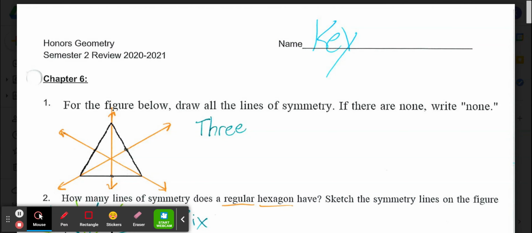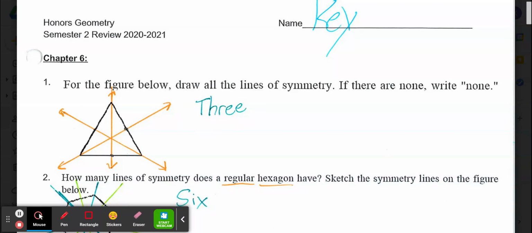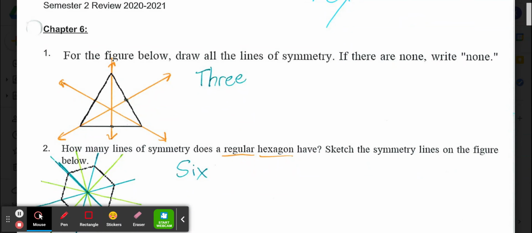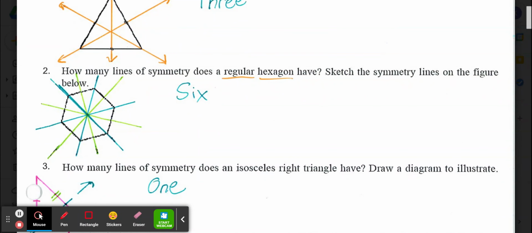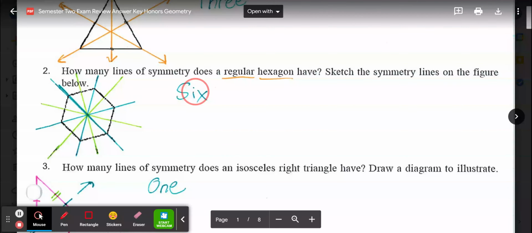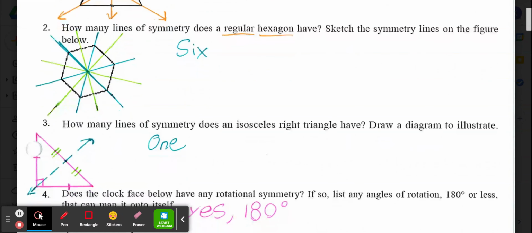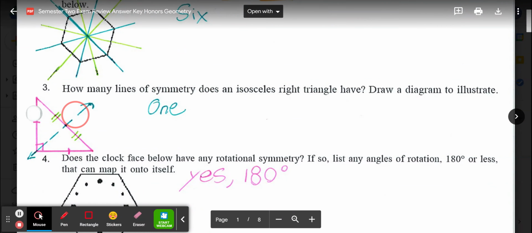So looking at our first few problems, looking at the idea of symmetry. First, for the figure, draw the lines of symmetry. Our first figure, we'd have 3 lines of symmetry on the equilateral triangle. The regular hexagon, all regular figures, have the same number of lines of symmetry as sides, so we'd have 6. And then our isosceles right triangle would have 1 line of symmetry.